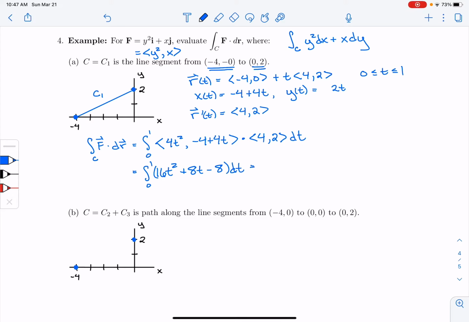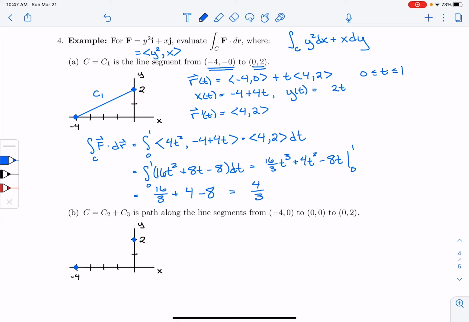Now finding antiderivatives, I'm going to get 16/3 t cubed plus 4t squared minus 8t, all evaluated between 0 and 1. So that becomes 16/3 plus 4 minus 8, which is in fact 4/3. So if I integrate this vector field along the curve C1, I get 4/3.